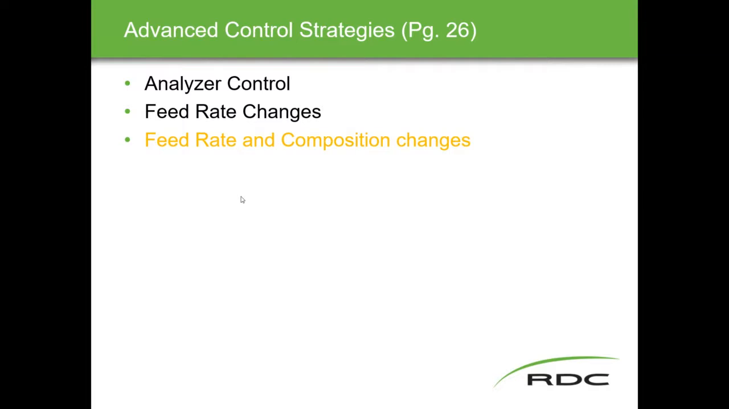Those are, believe it or not, basic control strategies. Now we move into some advanced control strategies, and advanced control strategies are really actual control strategies, because in a refinery, when you're distilling and pulling products off, you are going to want to ensure the quality of those products, of course. So that column is going to be ultimately run by an analyzer, most likely. Different advanced control strategies include analyzer control, feed rate changes, and feed rate and composition changes. I believe we'll have a slide on each of them.